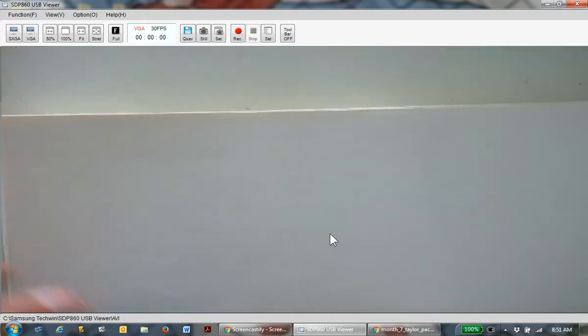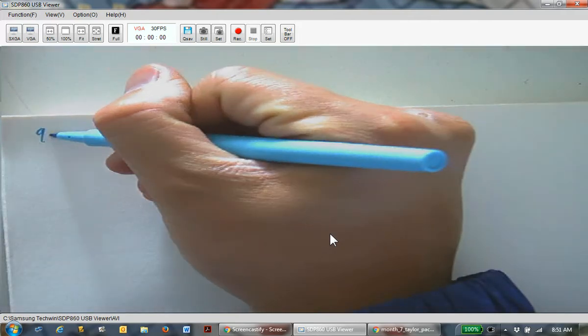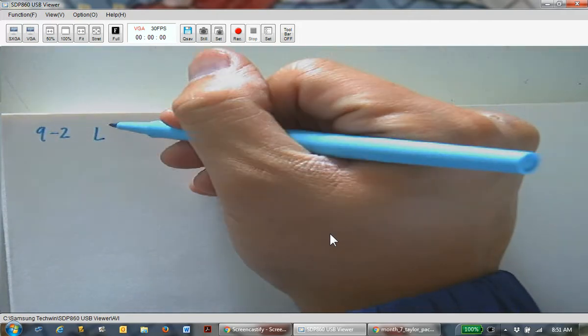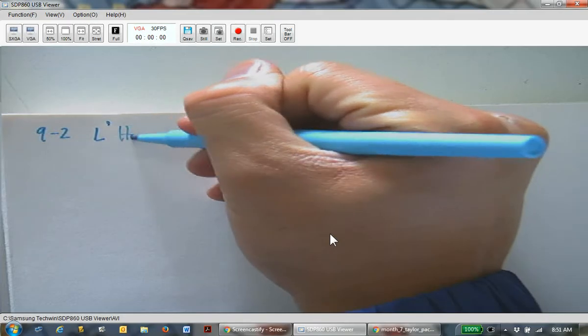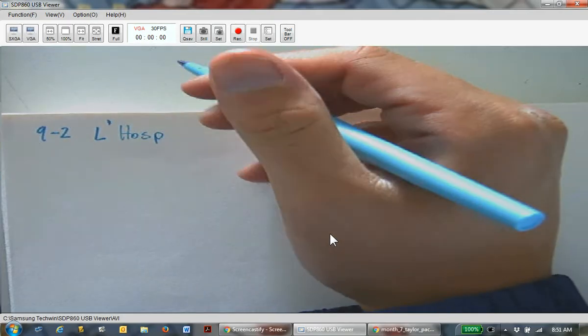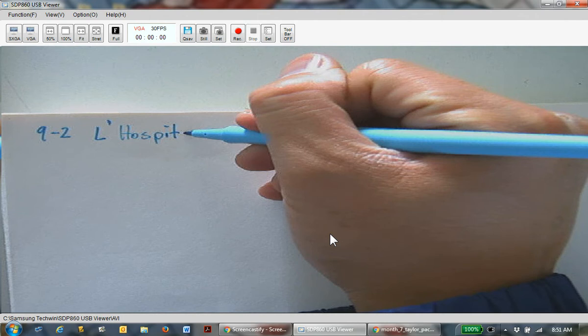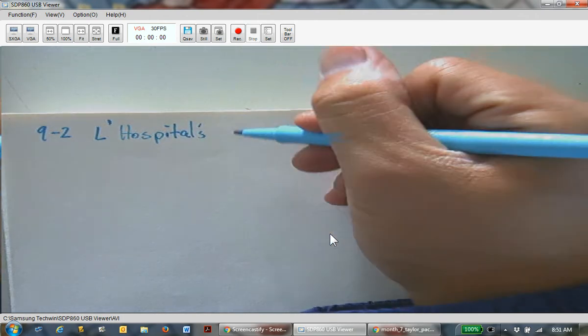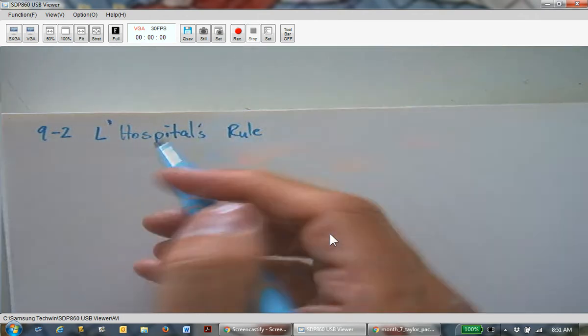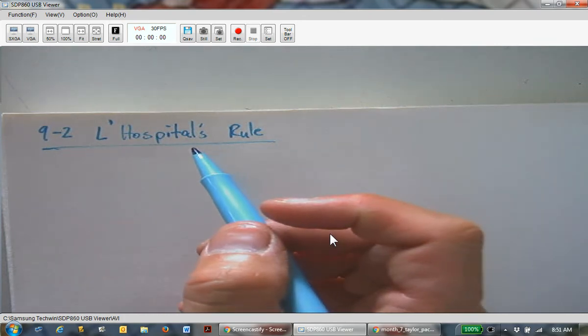All right. We are now on to 9-2. So we are jumping around. Prepare yourselves. It looks like it's spelled L-a H-o-s-p-i-t-a-l-s, okay? But it's L'Hôpital. You don't pronounce an H in L'Hôpital's rule.